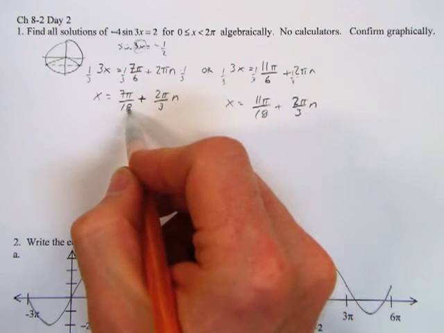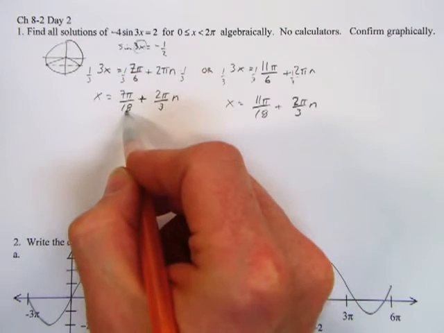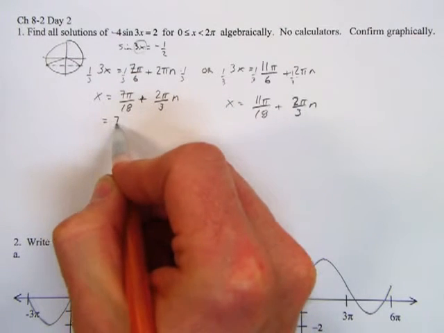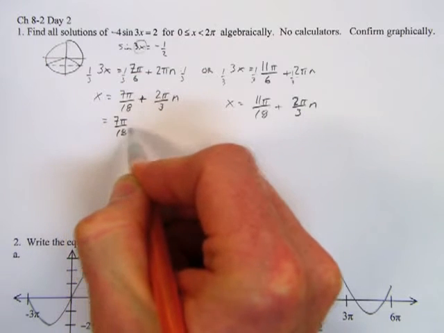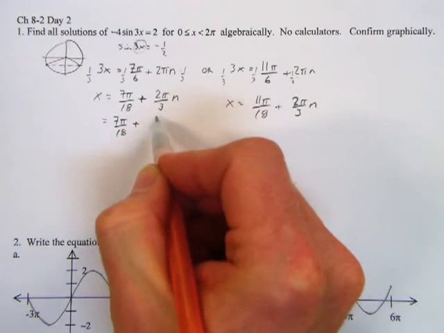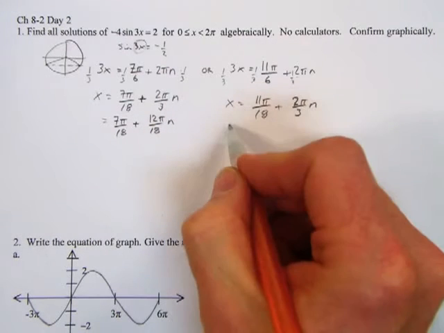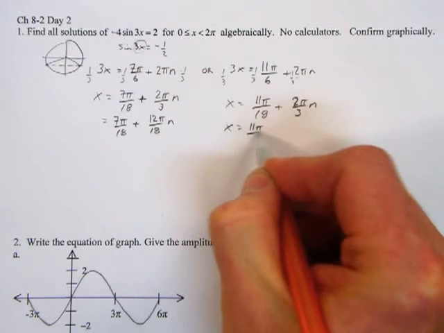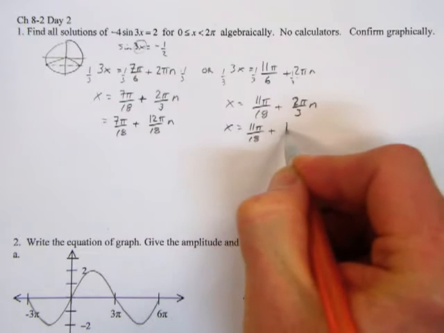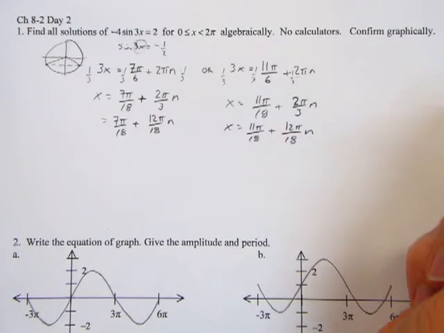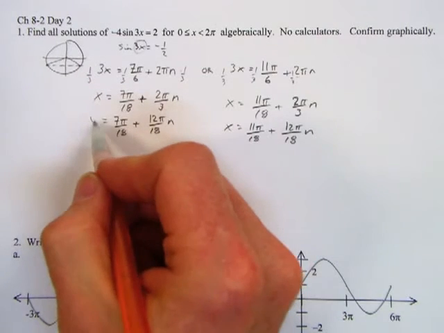Now, what I would say to do is take this 18, see how we have 18 there? We want to make this have an 18. It'll make writing the solutions easier. So we have 7 pi over 18 plus, multiply the top and bottom by 6, so we have 12 pi over 18, and we do the same thing on the other one. 11 pi over 18 plus 12 pi over 18 n. Now we can start listing the solutions out.